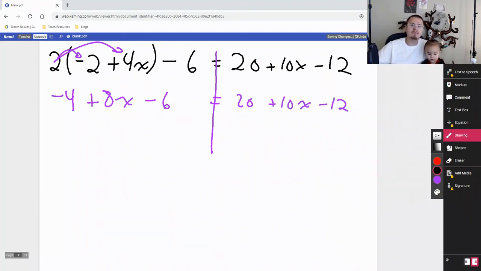On the left side, can I do anything else? Well, I see a negative 4 and a negative 6. Those are both constants. So I combine like terms on the left-hand side. And then on the right side, I have a 20 and a negative 12. I can also combine like terms.